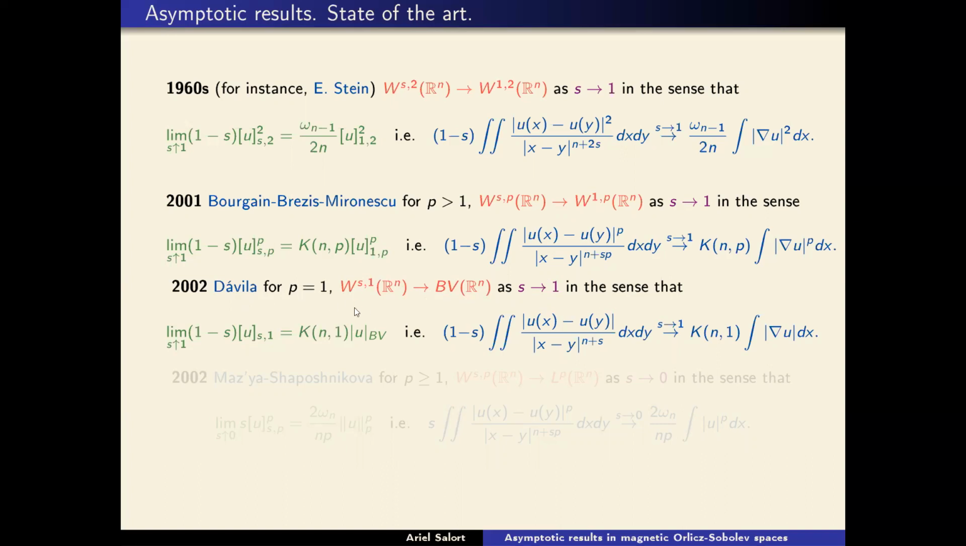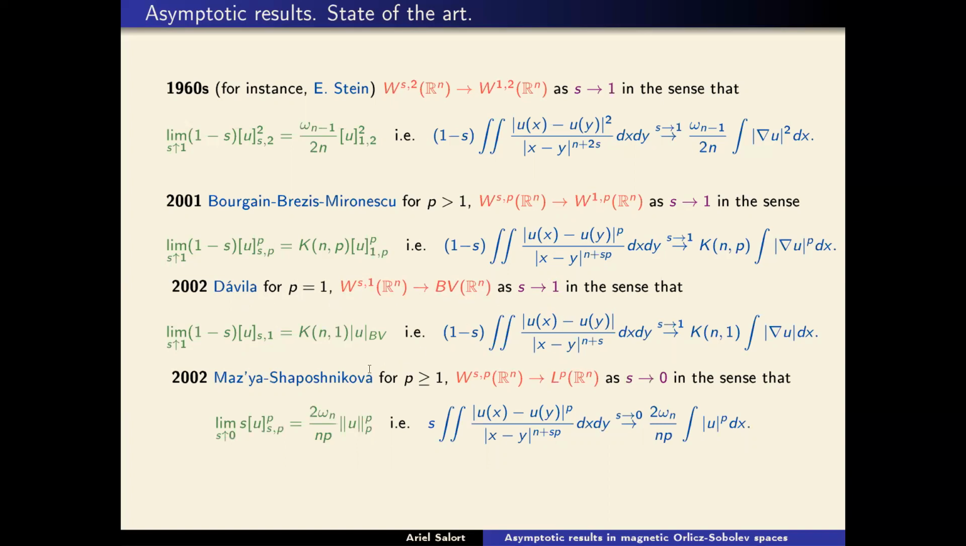So up to here, the behavior when s goes to 1. What happens when s goes to 0? The answer was given by a very famous paper by Maz'ya and Shaposhnikova in 2002. They proved that for any p bigger or equal than 1, the space W^{s,p} goes to the space L^p when the fractional parameter goes to 0, as I mentioned in the previous slide. The convergence is in a similar sense. The seminorm blows up when s goes to 0, but if you multiply it by s, you obtain the norm in the limit space up to some constant.